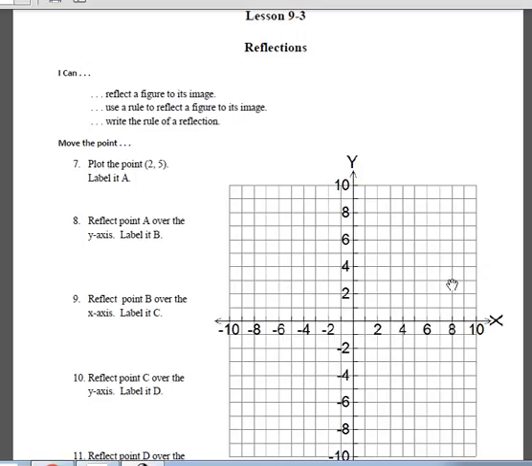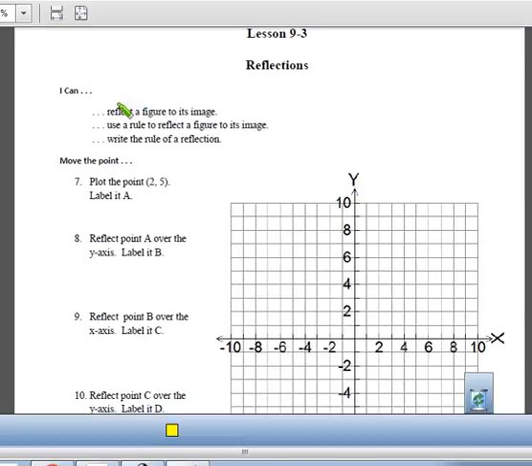This lesson is all about reflections, and this begins on page 19 in your notes packet. So, the learning targets: I can reflect a figure to its image. I can use a rule to reflect a figure to its image. And lastly, I can write the rule of a reflection.